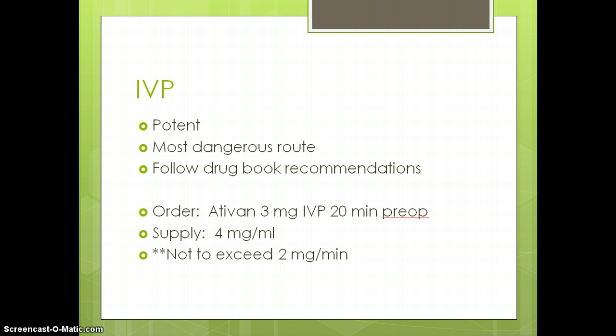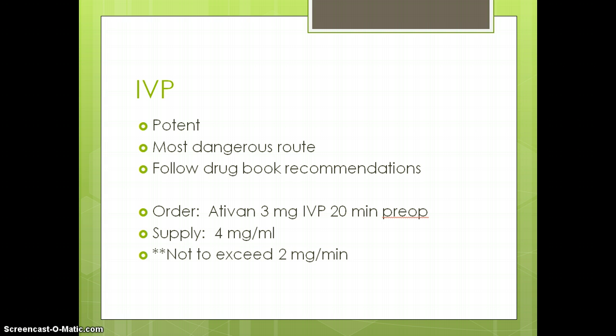Now we're going to talk just a second about IV push medications. It's the most dangerous, potent route. You have to give it just like the book says. Here is an example: Ativan, 3 milligrams, IV push, 20 minutes preoperatively. It comes in 4 milligrams per milliliter. Let's figure out how many milliliters we're going to give. It's desired over have times quantity. So 3 over 4 times 1 is 3/4 or 0.75 milliliters.